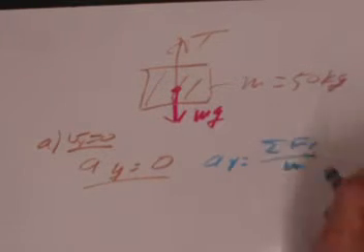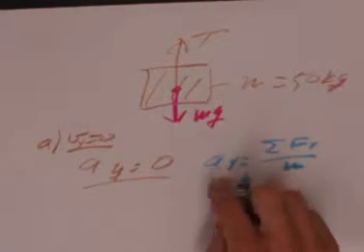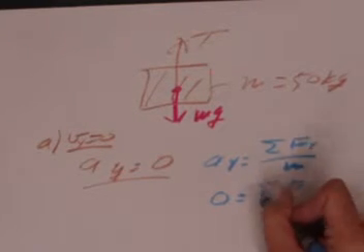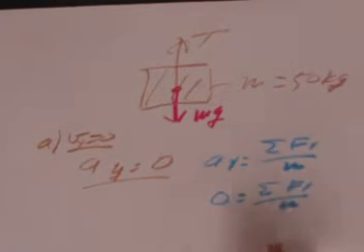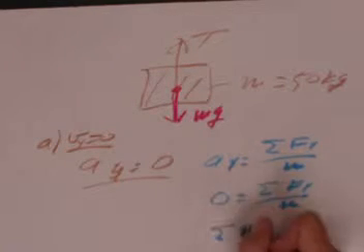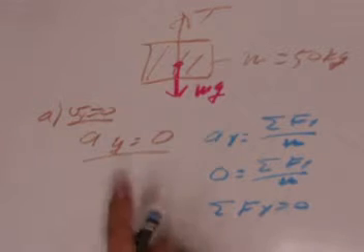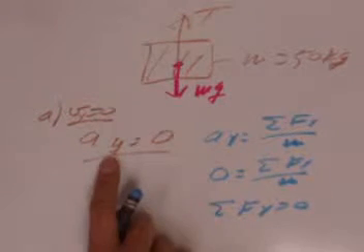Sum of the y forces divided by m. And if you want this y acceleration to be 0, you'd put a 0 in for this. Sum of the y forces divided by m. Now if I solve this for the sum, we get, okay, look, the sum of the y forces are going to have to equal 0 if I want this a sub y to be equal to 0. That's going to have to happen.